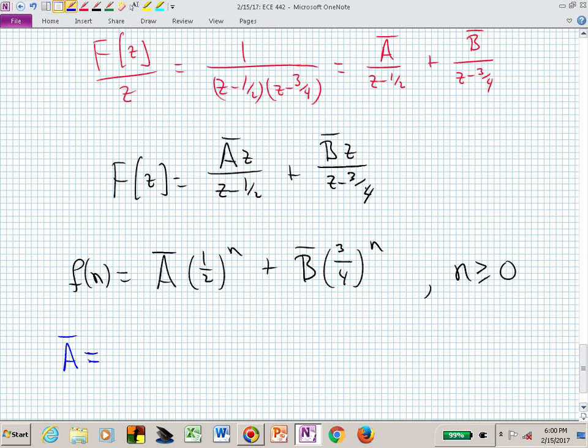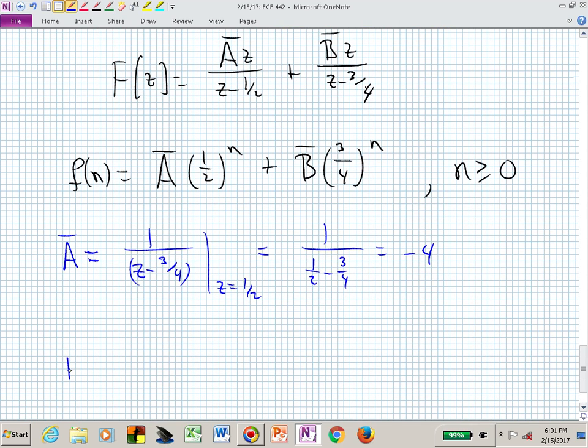All right. So now we need to find a bar in this class, and we can multiply through by z minus 1/2 and evaluate at z equal to 1/2. And now I have 1 over minus 1/4, or minus 4 for a bar.